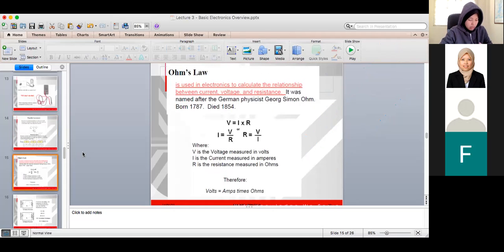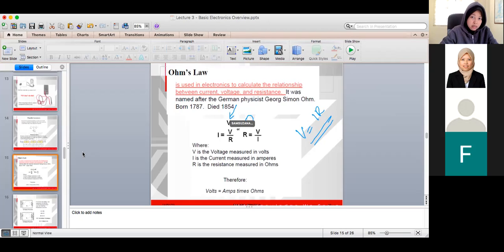Okay, recap of your basic electronics, Ohm's law. Ohm's law is used in electronics to calculate the relationship between current, voltage, and resistance. We have learned what is current, what is voltage, and what is resistance. So what is the relationship between the three? It is V equals IR. You all must know this. So what does it mean when V equals IR? That means when the resistance is high, what happens? If resistance is high in a circuit, the voltage will be high too.